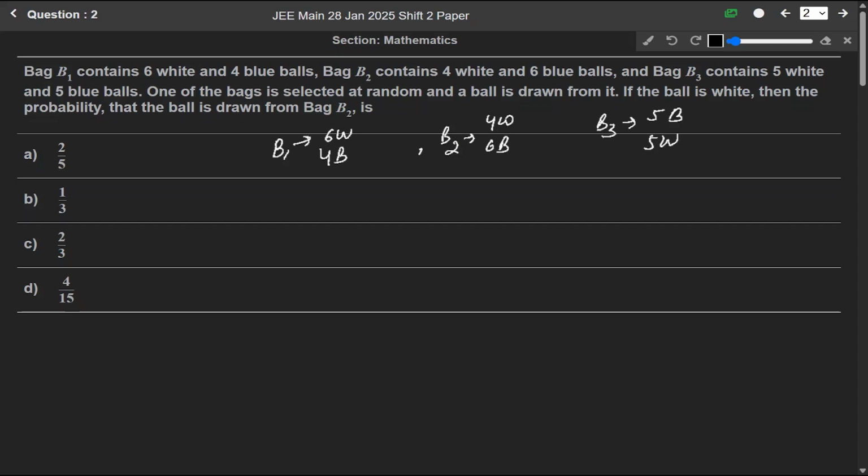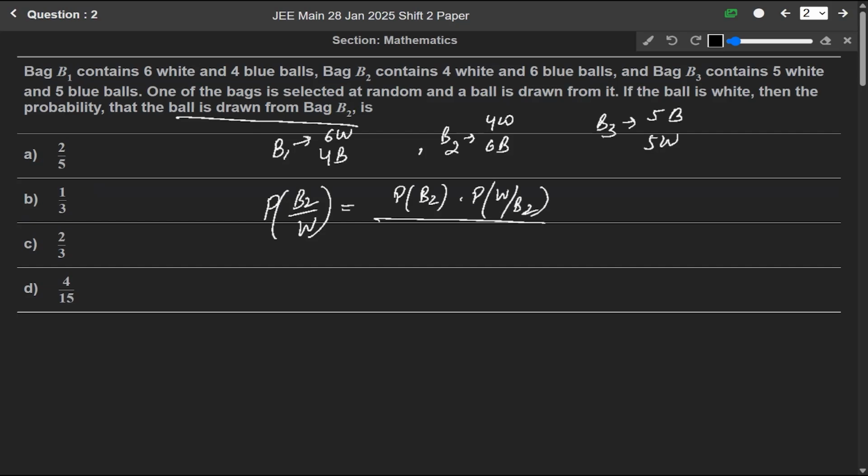So the formula for the probability that the ball is drawn from bag B2 will be probability of B2 and white ball. It will be probability of B2 into probability of white only from B2, over the probability of a white ball.